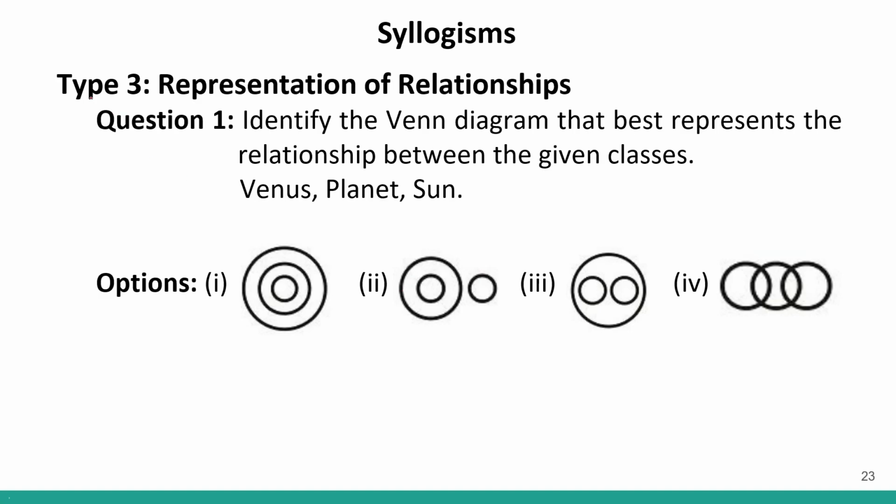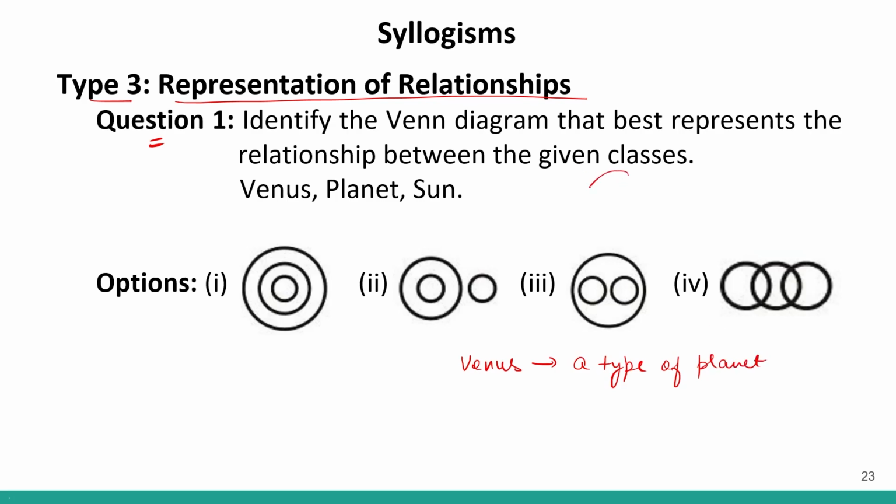Now, type 3 is representation of relationships. So this we have already discussed. Based on the Venn diagram, we have to tell what is the relationship. Okay. Question number 1 says, identify the Venn diagram that best represents the relationship between the given classes. So 3 words are given to us: Venus, planet and sun. So what is Venus? Venus is a type of planet, correct?